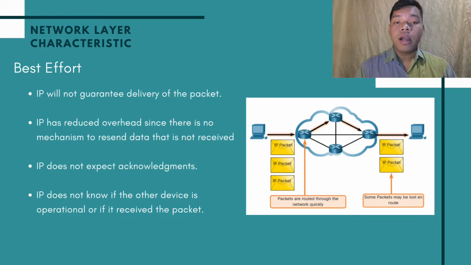Best effort. IP will not guarantee delivery of the packet. IP has reduced overhead since there is no mechanism to resend data that is not received. IP does not expect acknowledgements. IP does not know if the other device is operational or if it received the packet.